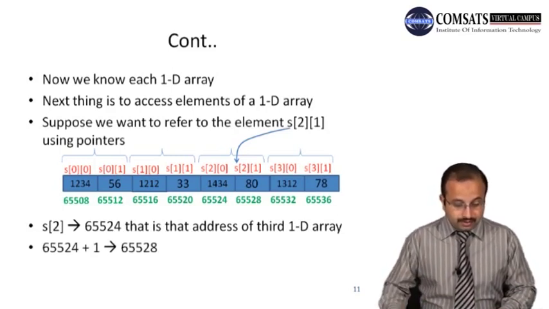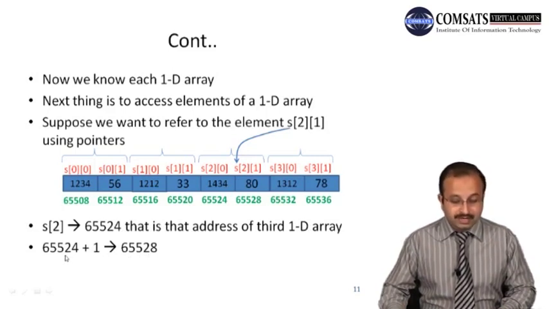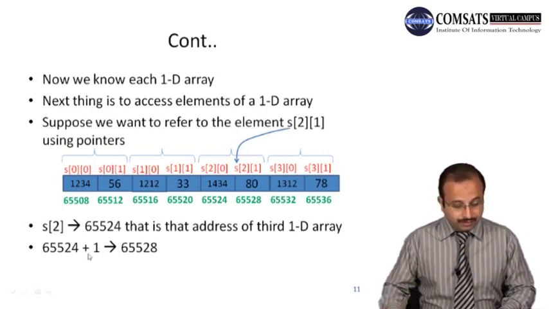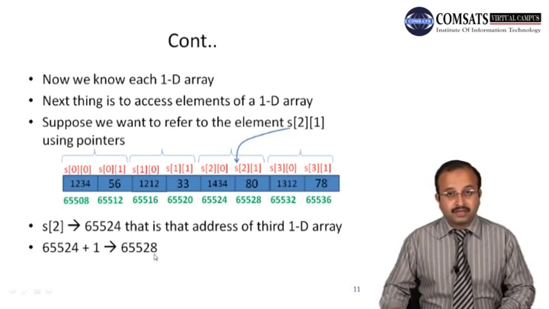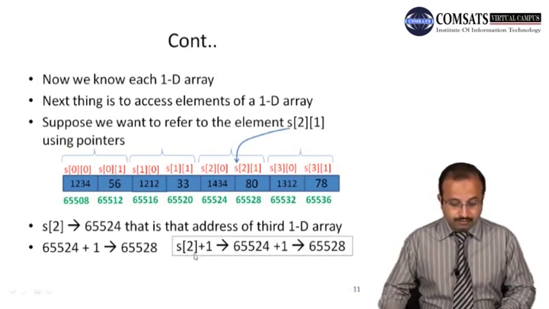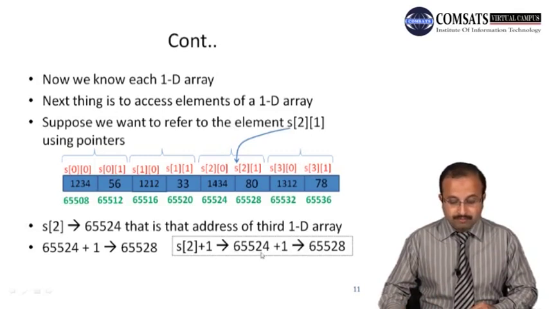So S of 2, this address 65524 plus 1 gives us 65528, because the type of this address is integer. ठीक है, the type of this pointer is integer, so when you add 1 to it, it points to the next integer value that is 4 bytes away from its current position. So if you add 1 to 65524, that is the address, you get 65528. That is the next element in that 1D array. So if I write S of 2 plus 1, S of 2 is 65524, plus 1, it gives me 65528, right?